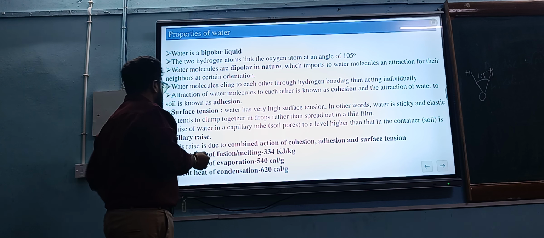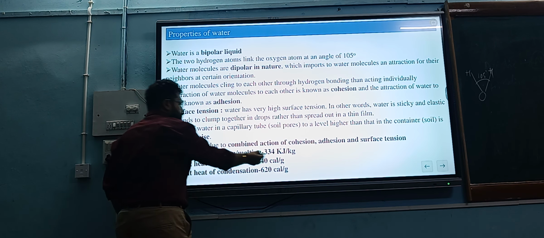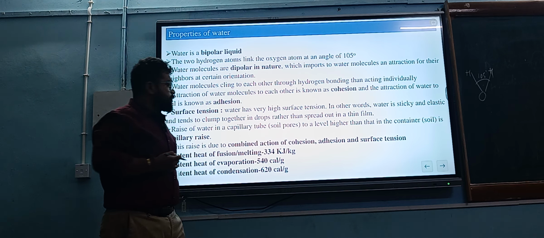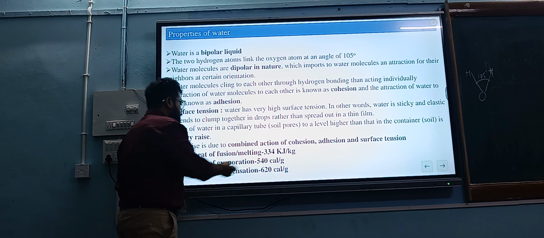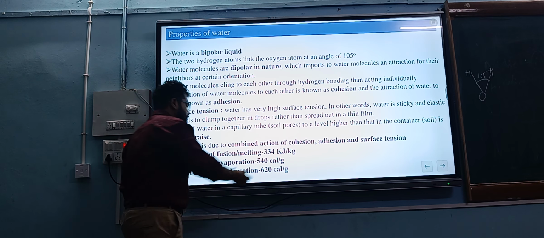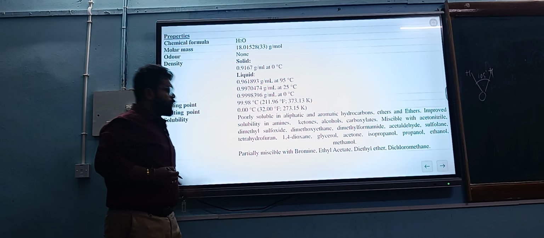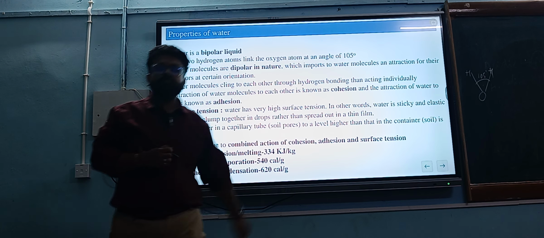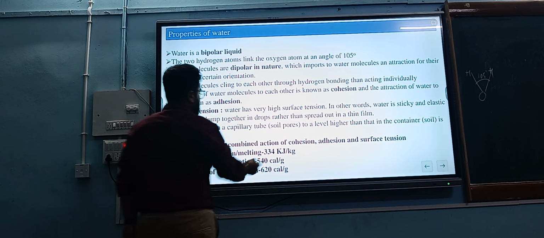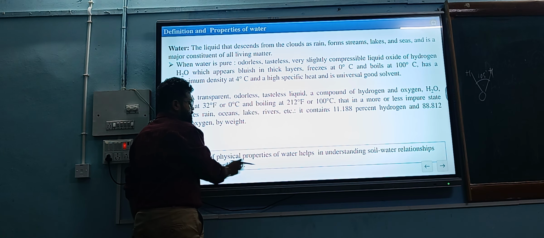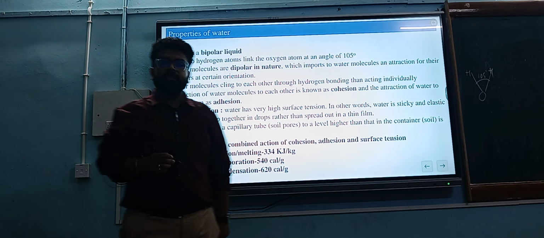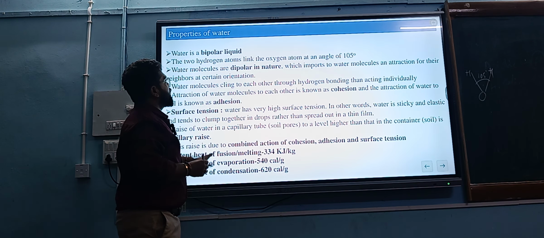There are a few important terms here. The latent heat of fusion or melting of water is 334 kilojoules per kg. The latent heat of evaporation is 540 calorie per gram, and latent heat of condensation is 620 calorie per gram. These terms are very important from an exam point of view. What is the latent heat of evaporation? 540, condensation is 620, and for fusion it is 333 kilojoules per kg.